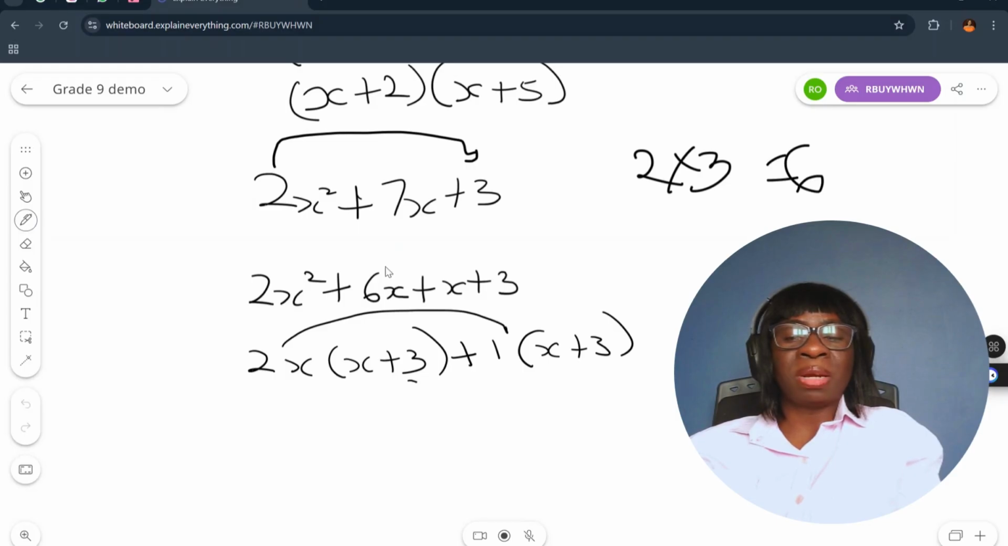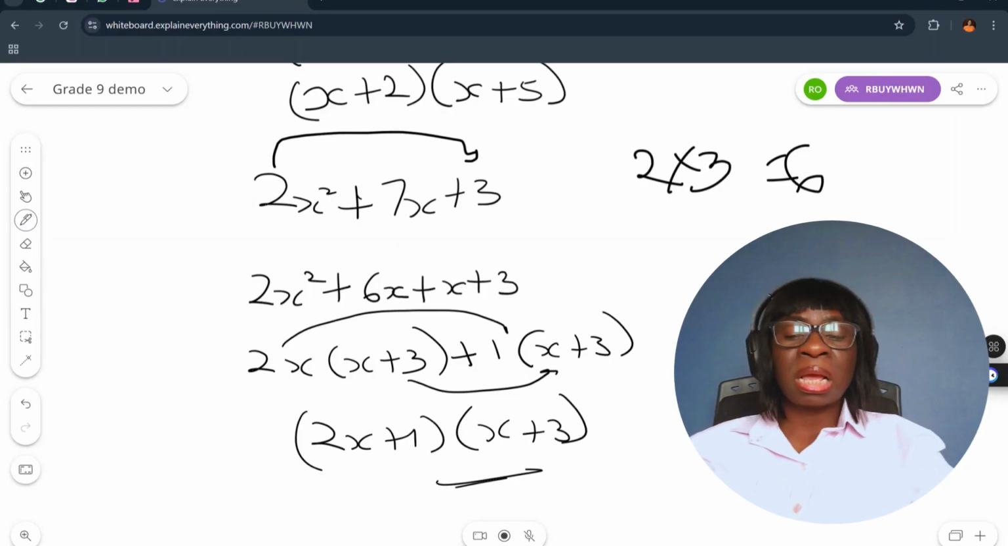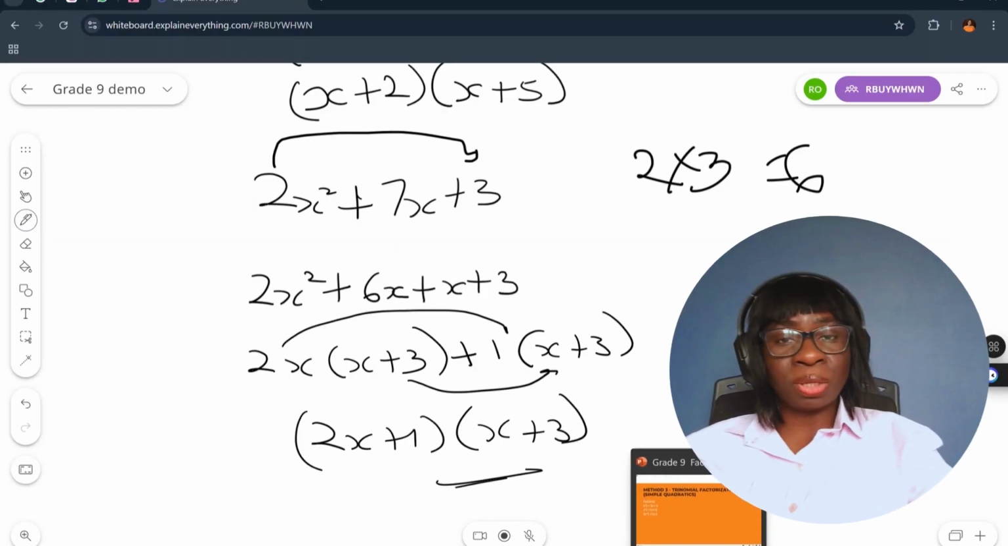You can see that what we have in our bracket now, they are the same. So we have 2x plus 1 bracket x plus 3. So that is how to factorize trinomials. Do you have any question?